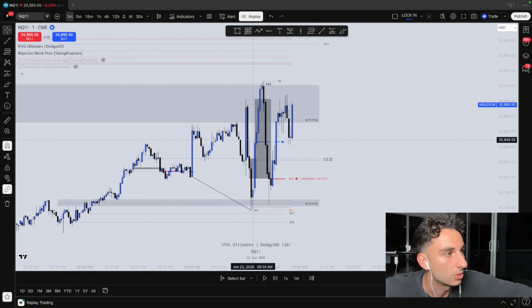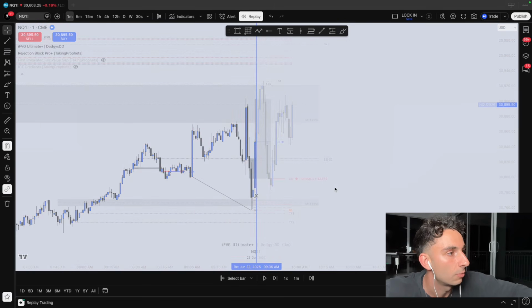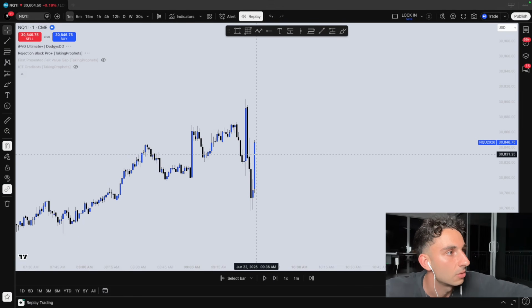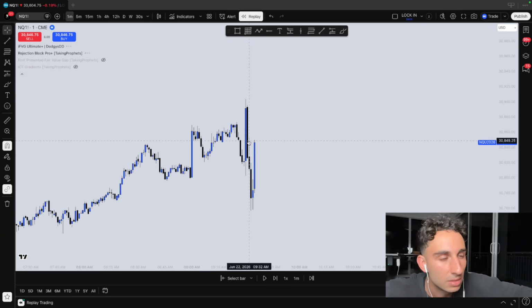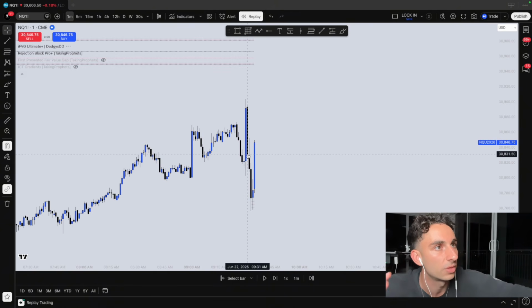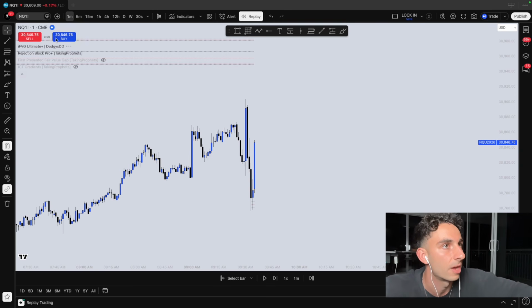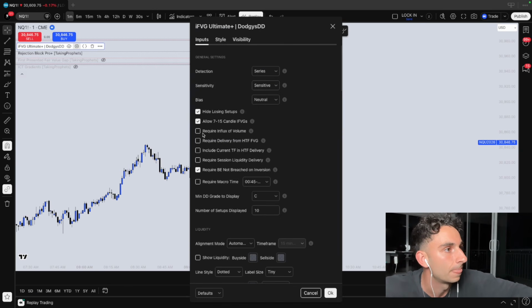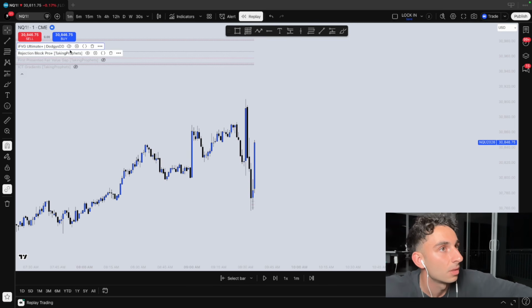And if we have a large displacement candle, like right here, I think we would all agree this is a pretty large candle compared to the most recent candles, right? So this is good because this is displacement. It's showing that price has energy, that price is willing to move higher with some force behind it. So "require influx of volume" will only show those setups.